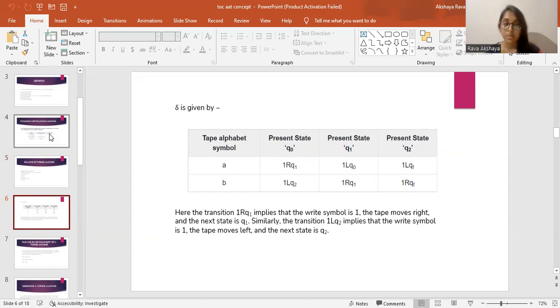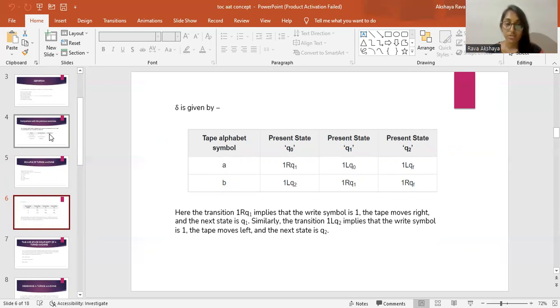With the tape alphabet A, the present state of Q naught is 1 R Q1. In the present state Q1, 1 L Q naught. In the present state Q2, 1 L QF. With tape alphabet symbol B, present state Q naught, 1 L Q2. For present state Q1, 1 R Q1. For the present state Q2, 1 R QF.